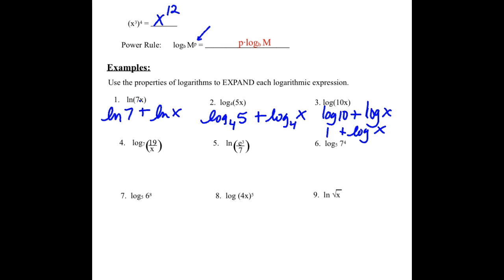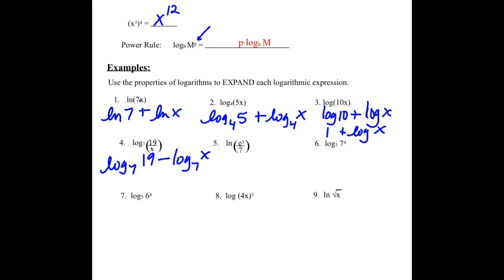All right, question 4. Do you see multiplication, division, or a power? Division. How do we expand division? So think of a division sign, right? If you take the dots away, it becomes a subtraction sign. So division is going to be pulled apart: log base 7 of 19 minus log base 7 of x. One common mistake is people don't put the little bases in there. You are expected to do that.